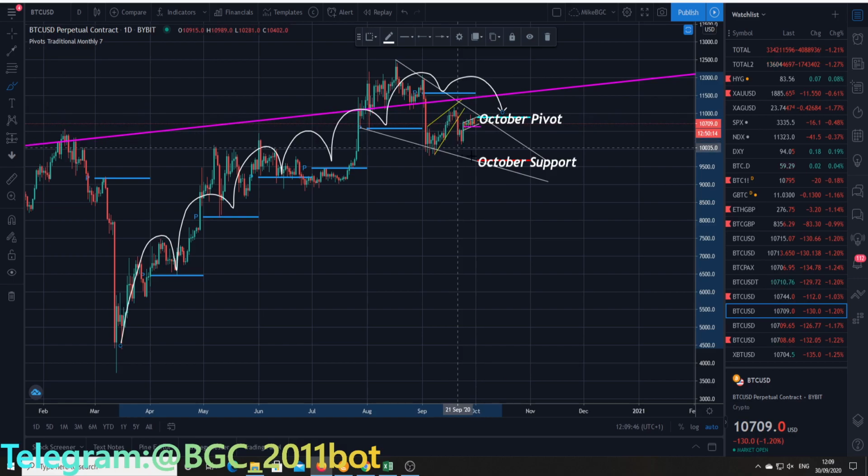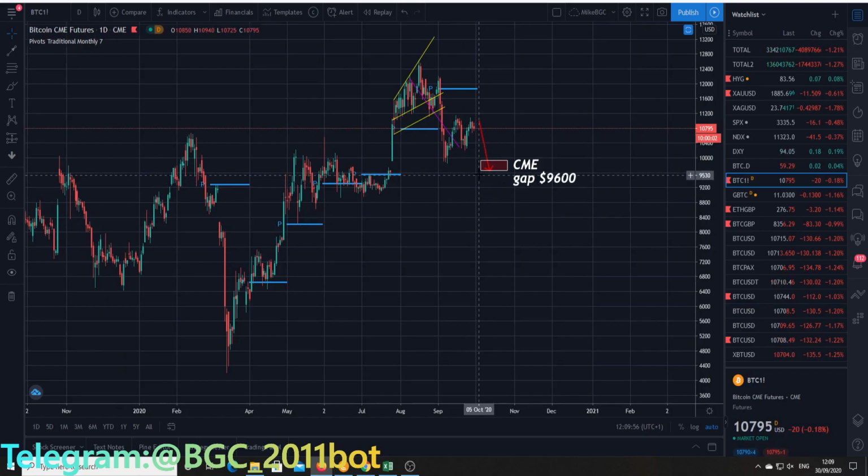But I think the October support is the $9,600, and if you check this one here on the CME chart as well, we have got a gap here. It's about 9,645 and 9,895. I think October is going to fill the CME gap for Bitcoin.